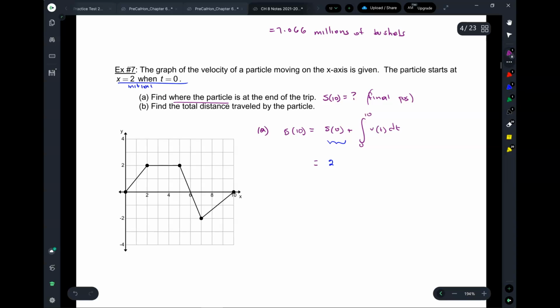So S of 0 is 2 plus, okay, how are we going to find that integral? What are we going to do?